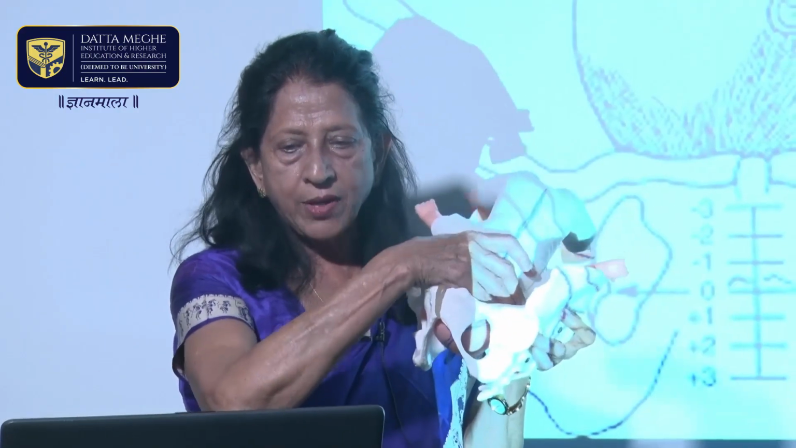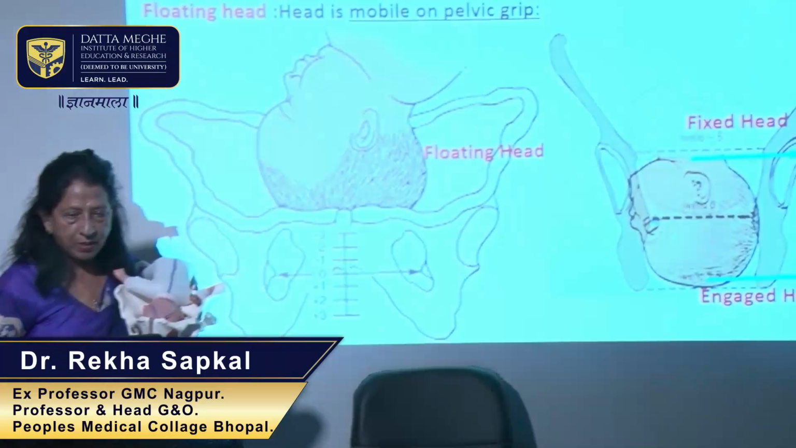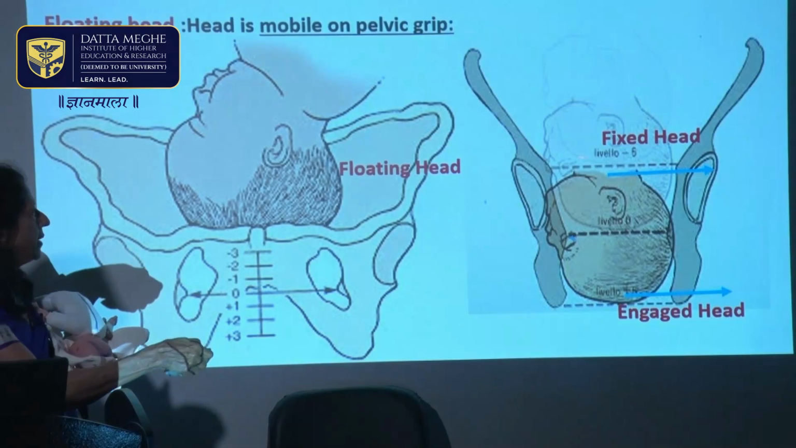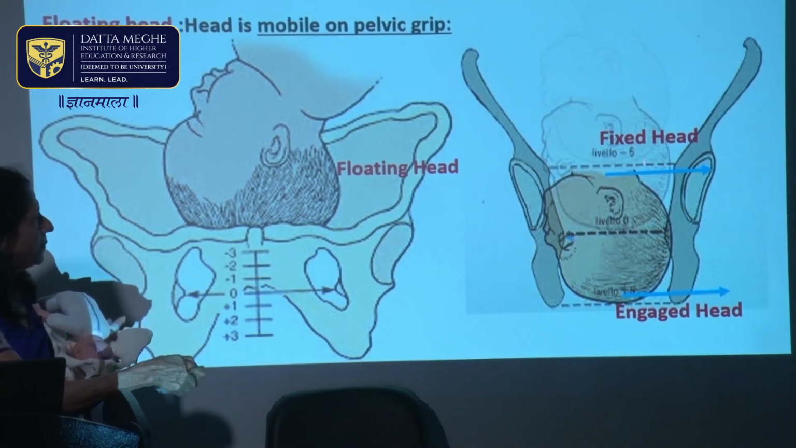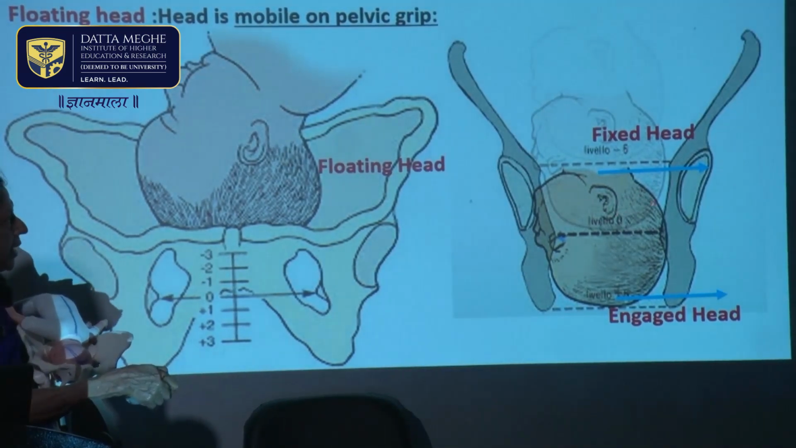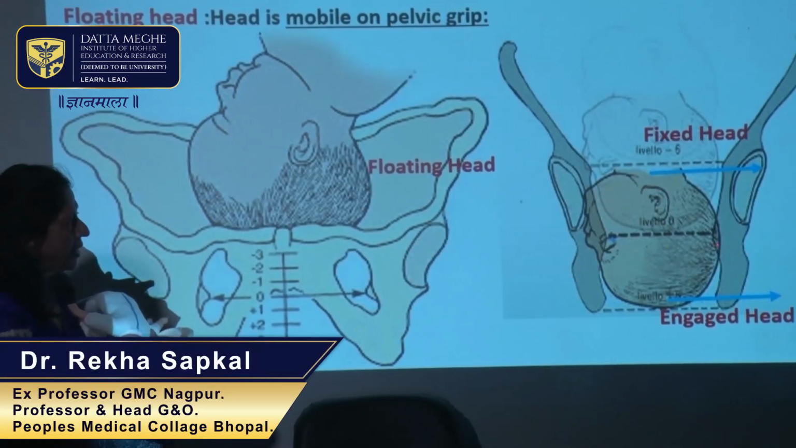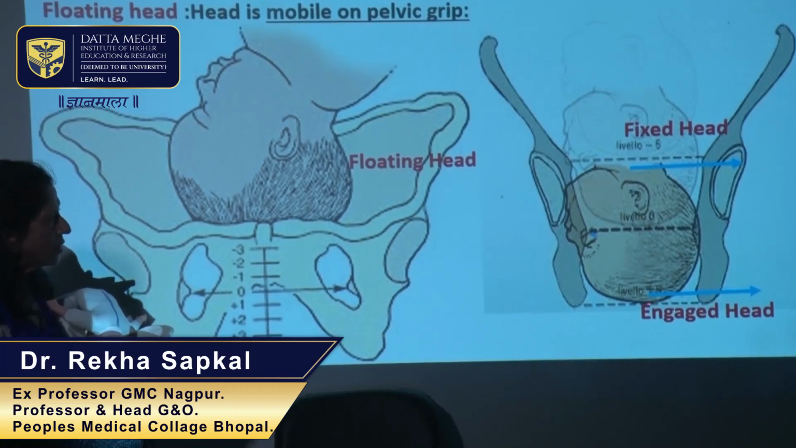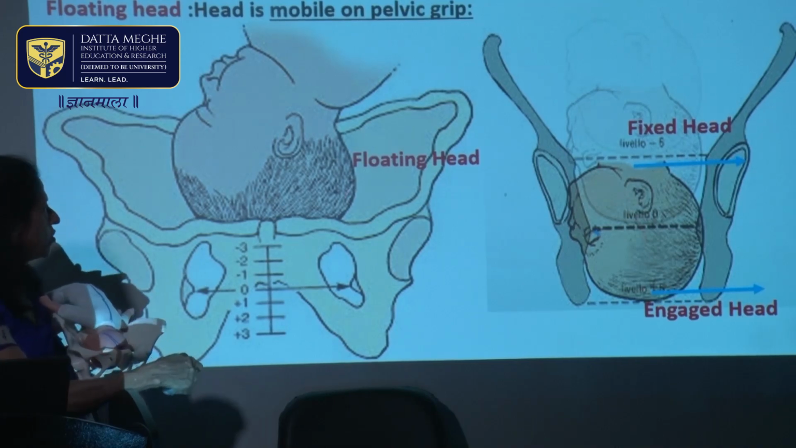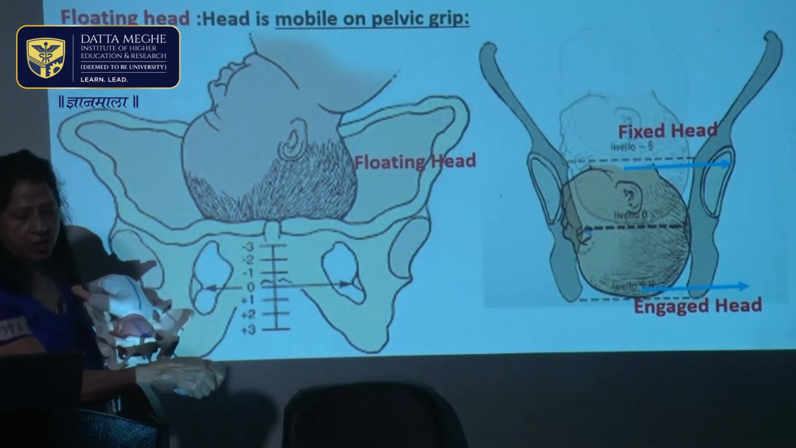So, this is a floating head, the head is not palpable, the head is moving. So, this is floating head and the head has entered the pelvic cavity. This is fixed head, only the occiput has entered, here only the occipital bone has entered, sinciput is still above. In engaged head, the biparietal diameter has entered the pelvic brim, the occiput has entered the pelvic brim, the head is not palpable per abdomen, it is engaged head. So, this one is free floating head, this one is fixed head and this one is engaged head.